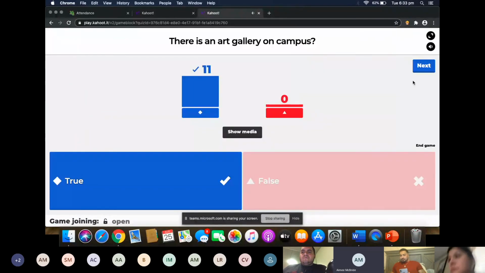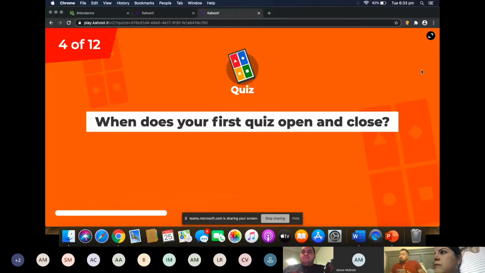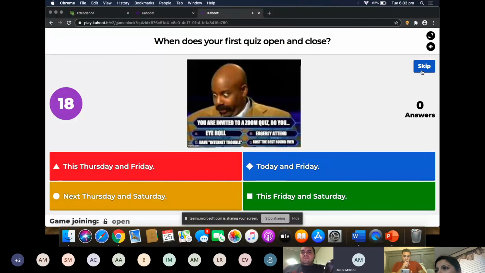Yeah, there is an art gallery on campus. I think I said it a dozen times. And it's a pretty nice one. Ooh, I didn't say that.